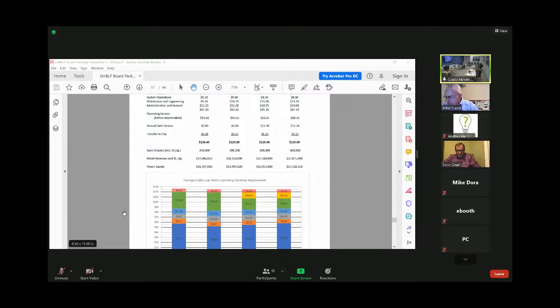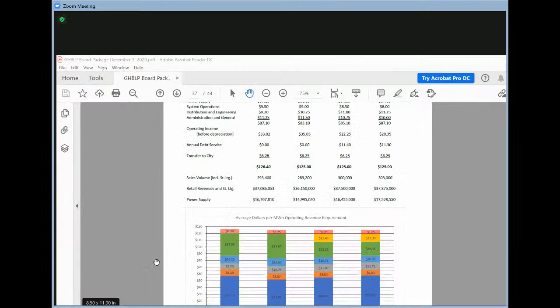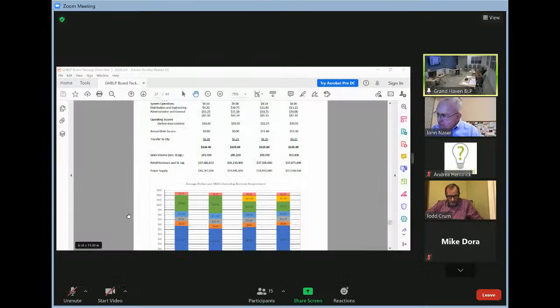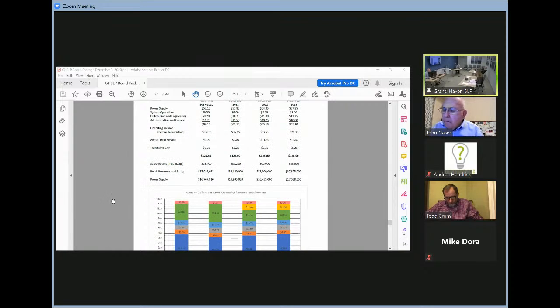Does that make sense? So the bar chart on the bottom says we bring in on average about 12.5 cents a kilowatt hour, or $126 a megawatt hour. And where does that money get spent? We take the revenue in. Where does that money get spent? The general categories we've utilized here start with power supply, and that power supply cost has historically included our system operations costs.